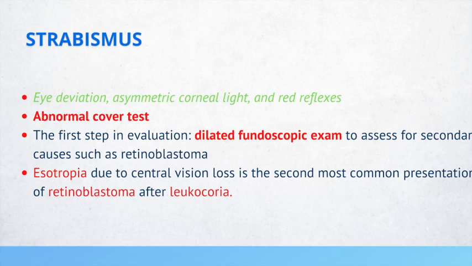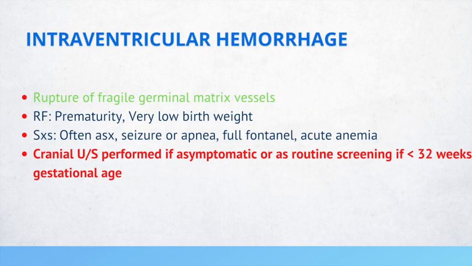Intraventricular hemorrhage. This is due to a rupture of fragile germinal matrix vessels. Risk factors include prematurity and very low birth weight. Symptoms can include no symptoms at all, they're asymptomatic, seizures or apnea, full fontanelle, and acute anemia. A cranial ultrasound is performed if asymptomatic or as routine screening if less than 32 weeks gestational age.